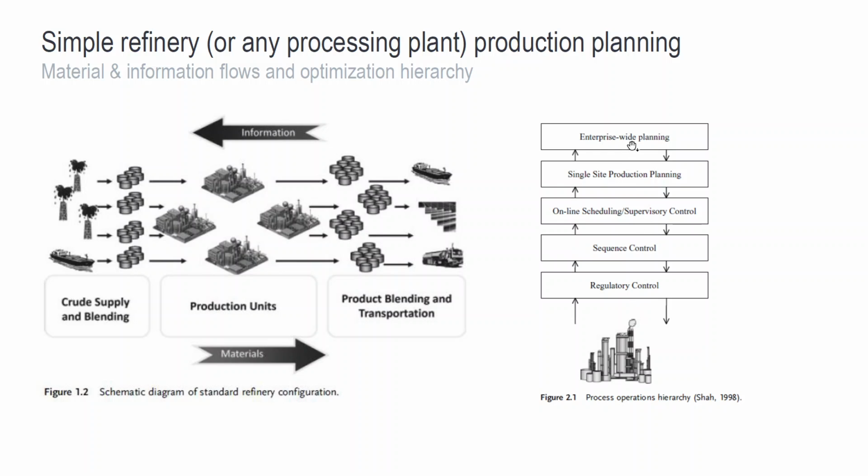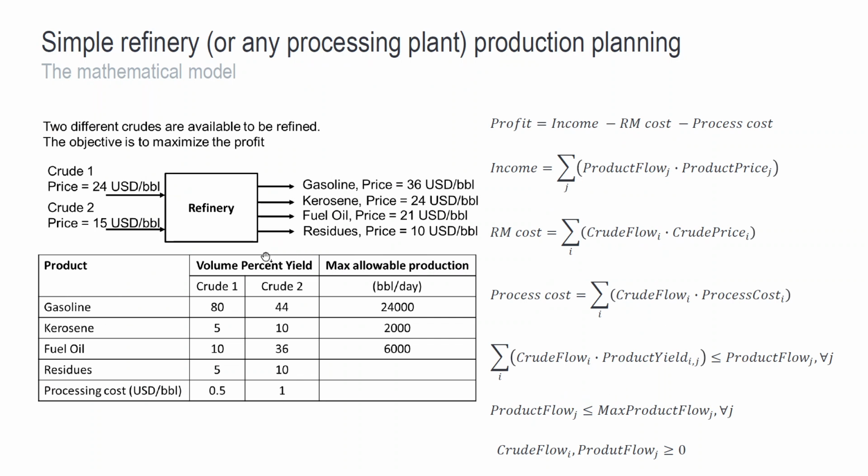And if we go up, it's more on the planning for enterprise-wide or complex-wide, whatever you want to call it. An example for that, a typical example, is refinery planning, and we have some equations for this. Profit equals income minus raw material cost and then minus processing cost. We know how to calculate the income by selling the product. The flow of the product we don't know, but the product price we know, and it also comes with some uncertainty.